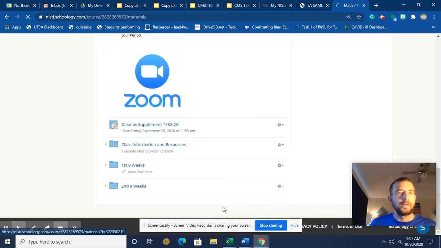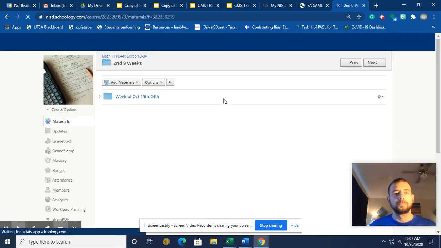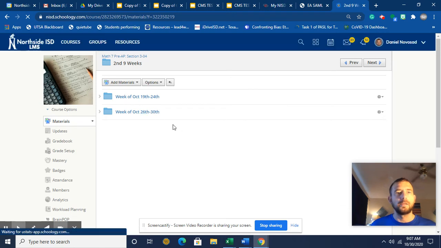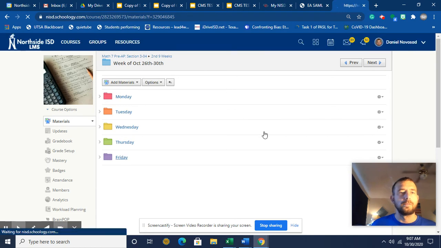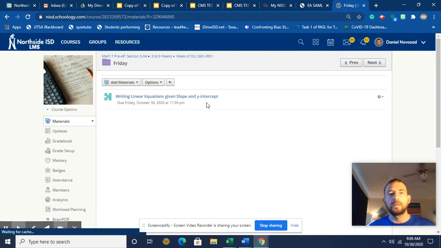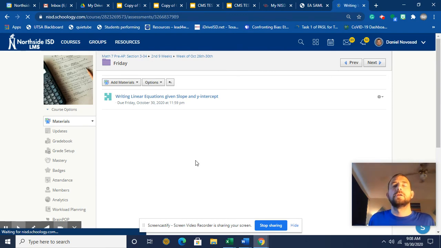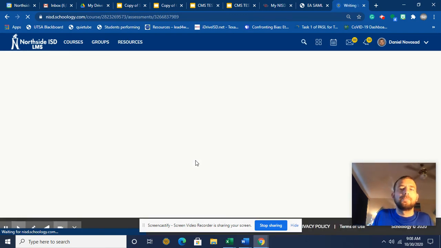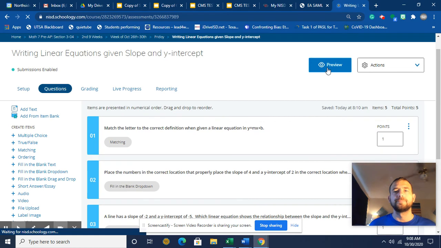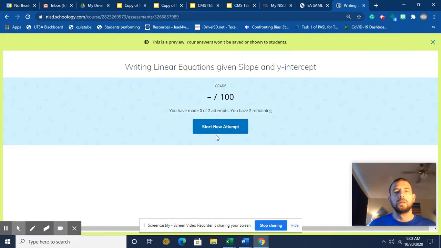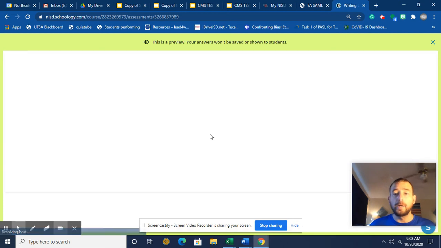And if we go down the second 9 weeks, this week, on Friday, you'll see writing a linear equations given the slope and the y-intercept. 2 attempts to complete it, so let's go look at it. Obviously, yours is going to look different when you open it than mine, but we're going to preview it. So 2 attempts to complete this. So if you don't make 100, go back and work on it.